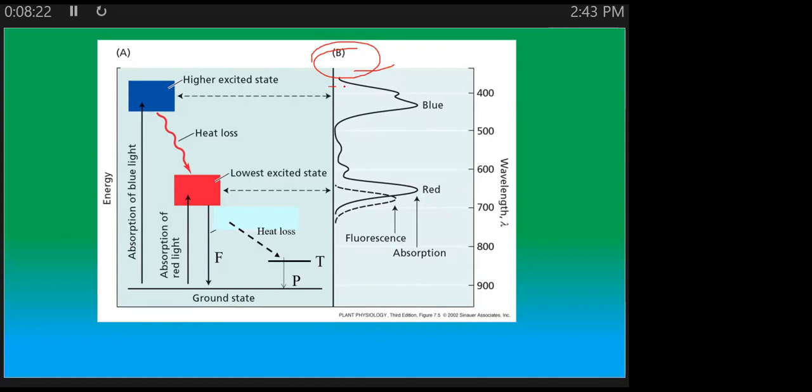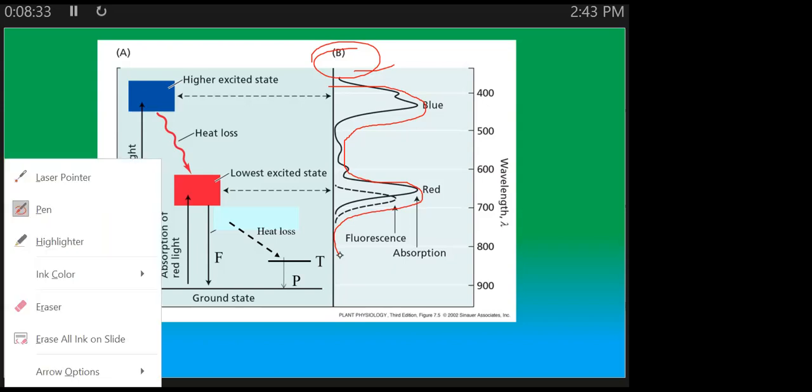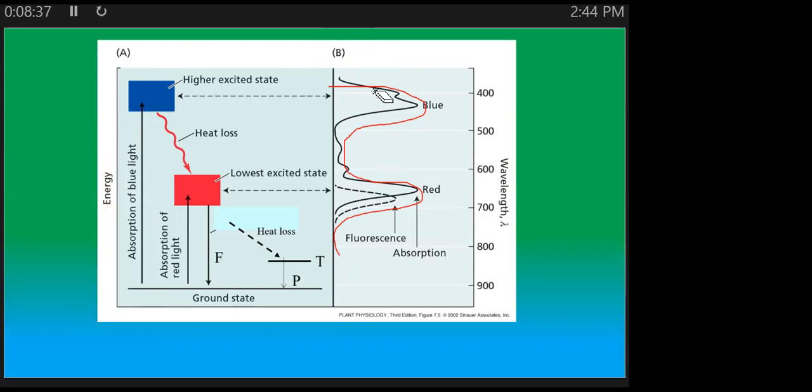Okay, so you can see this double peak. You have these peaks in two different spots: the red quality of light and the blue quality of light. Those are the wavelengths of light, and you can see the wavelength scale on the far right there. Then if you match that up to figure A, that's kind of your energy.